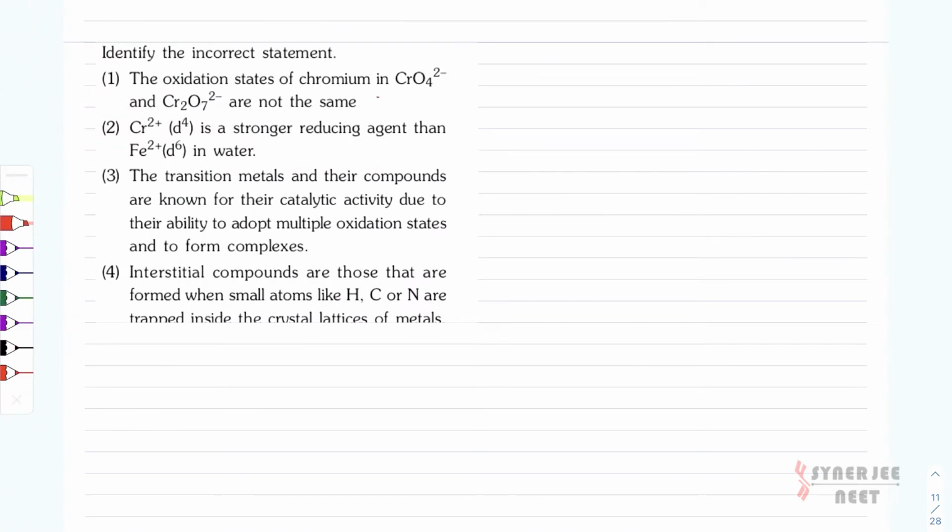Identify the incorrect statements. The oxidation states of chromium in CrO4 and Cr2O7. See, CrO4 minus 2 and Cr2O7, if you take.